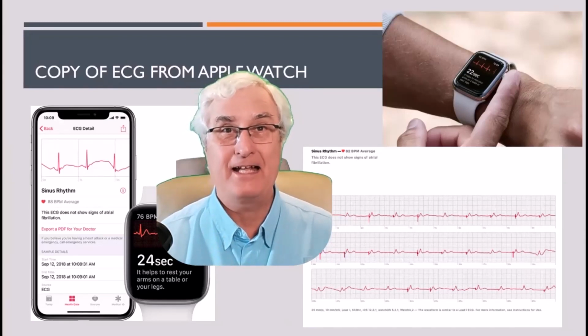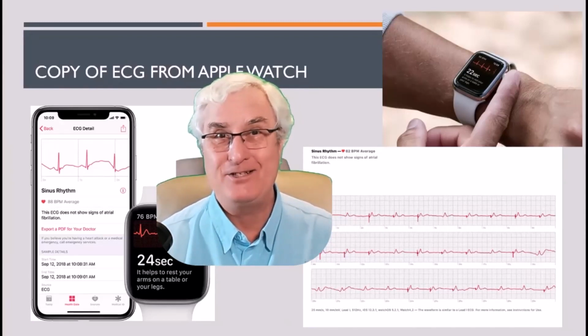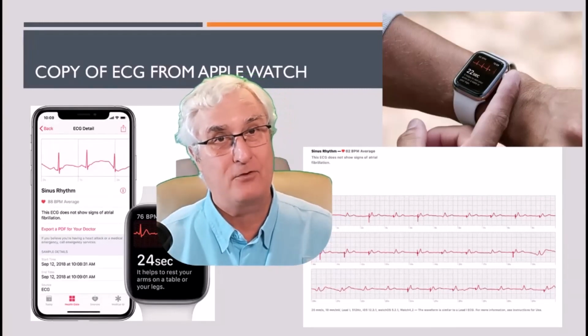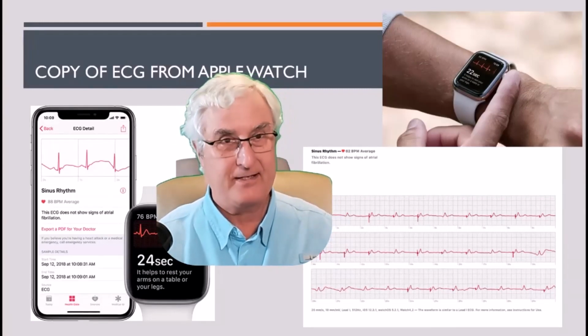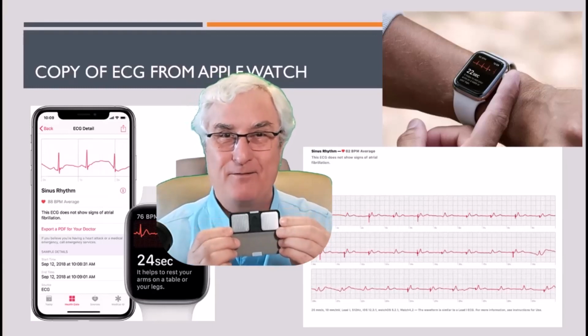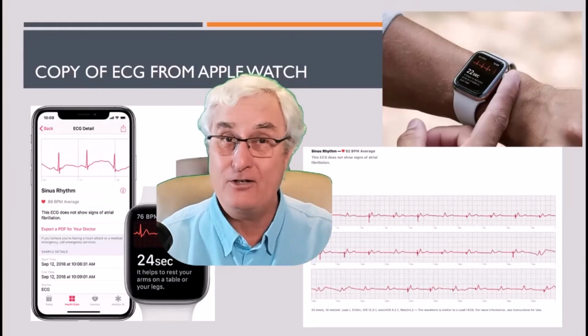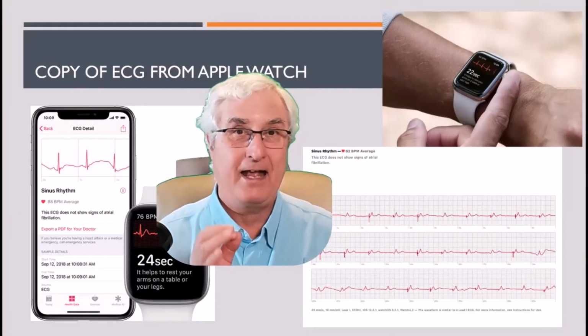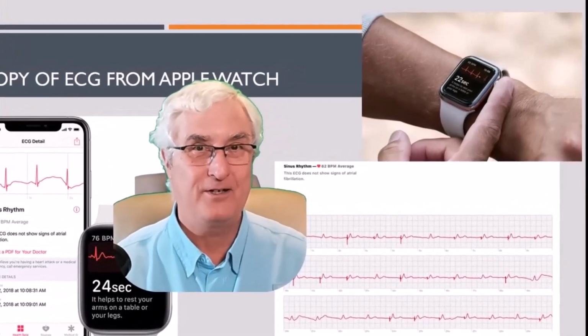Well, in fact, that's what we call an ECG. And the first device to be able to do that, of course, was this little device here, Kardiamobile. Yes, in 2011, this was the first device that came out that actually did an ECG and would interpret it as to whether or not you had atrial fibrillation.